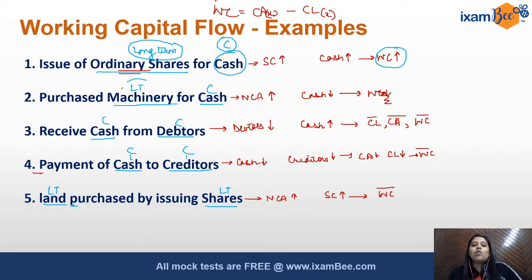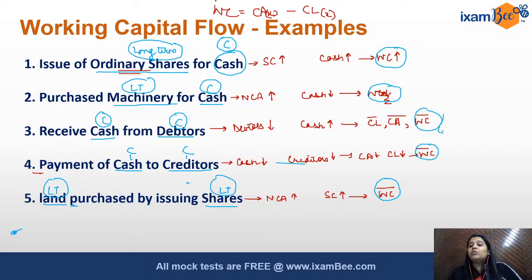Similarly, if one is long-term and the other is current, working capital is getting changed. Similarly, if both are current, working capital remains constant. If both are non-current, as in the fifth example, then also working capital remains constant. In the fourth example, both are current, and working capital is remaining constant.